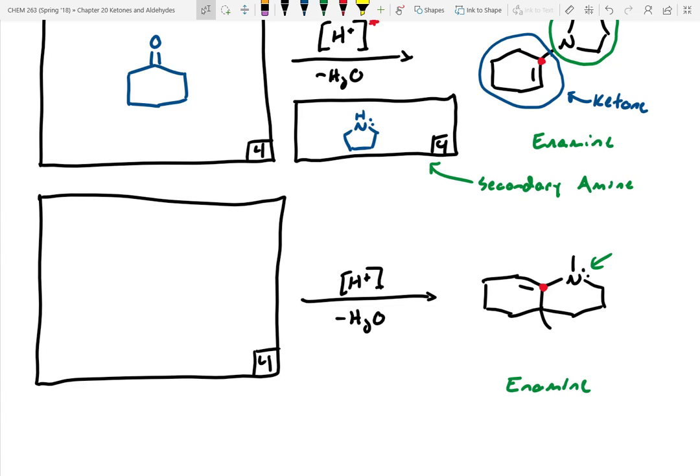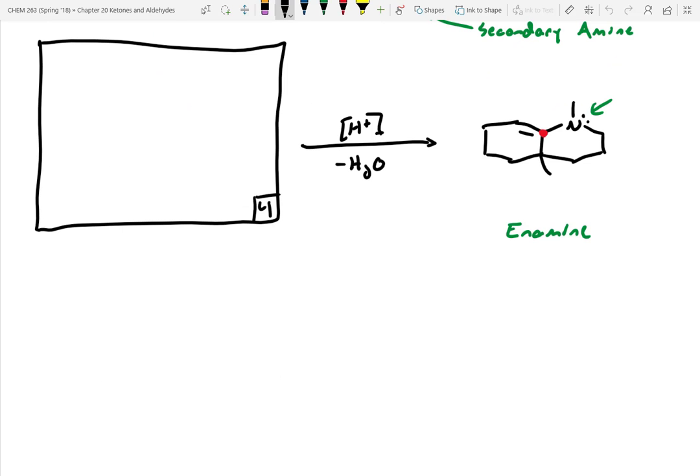So now we need to deconstruct this and figure out what the starting material must have looked like. And I will give you a hint that there is only one starting material. It's not two pieces coming together. So see if you can figure it out with your neighbor. And just for fun, let's do one more.